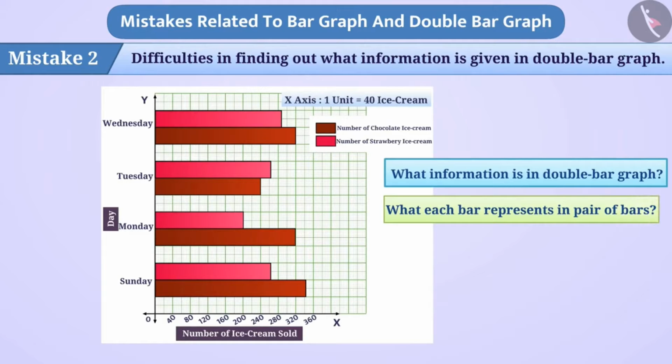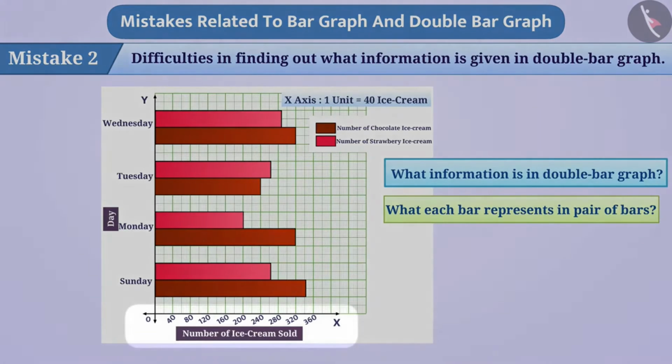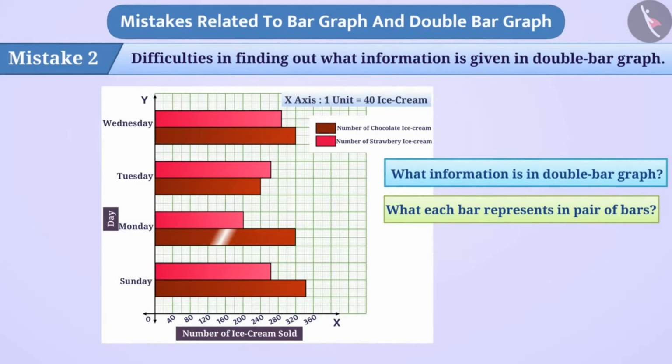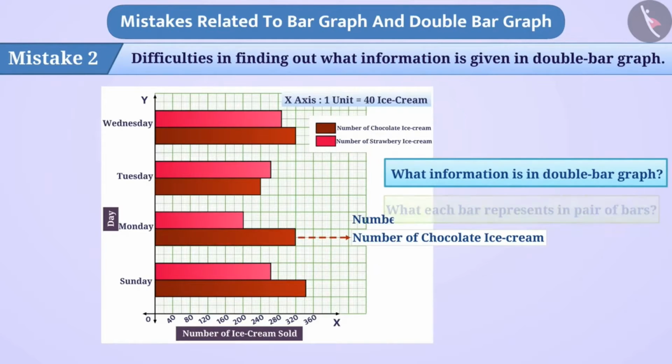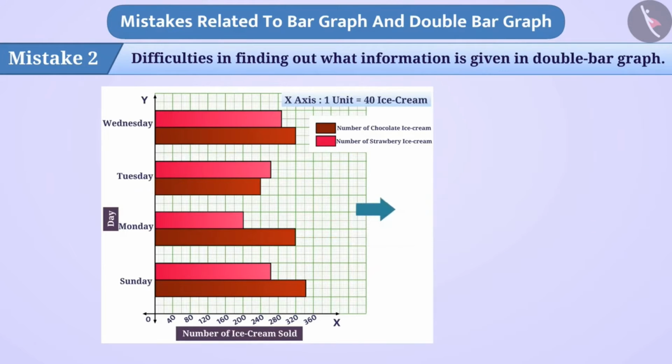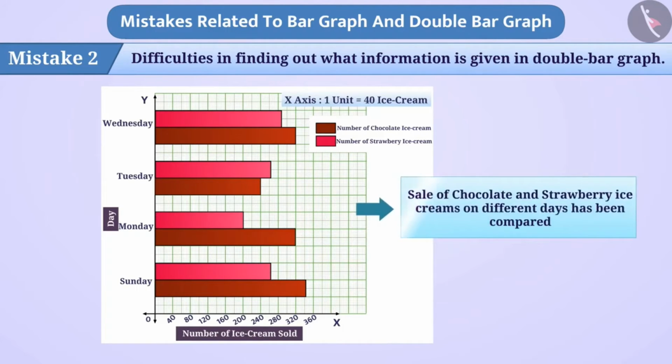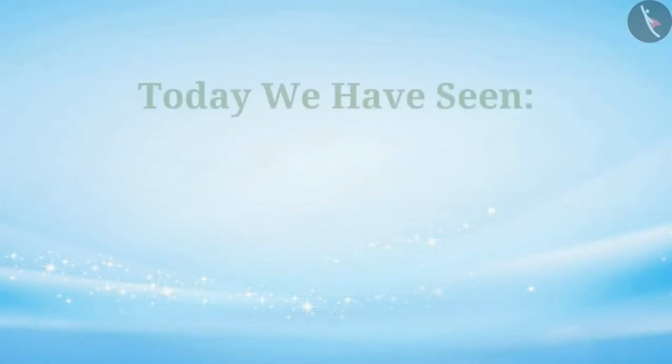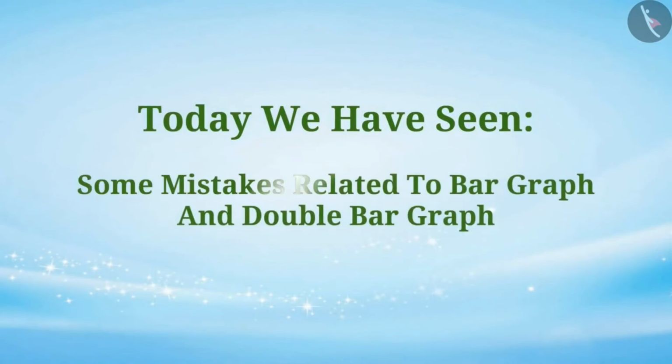Here, the number of ice creams sold is shown on the x-axis and the days are shown on the y-axis. Here, the brown bar represents the number of chocolate ice creams and the pink bar represents the number of strawberry ice creams. With this understanding, we can say that the sale of chocolate and strawberry ice creams on different days has been compared in the double bar graph shown. So today we have seen some mistakes related to bar graphs.